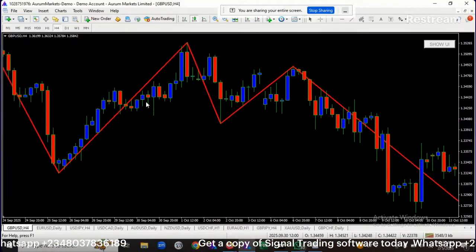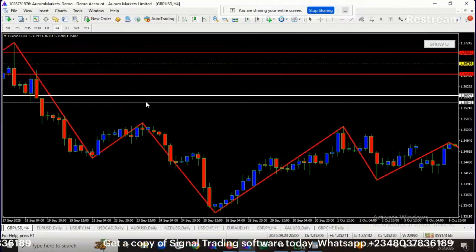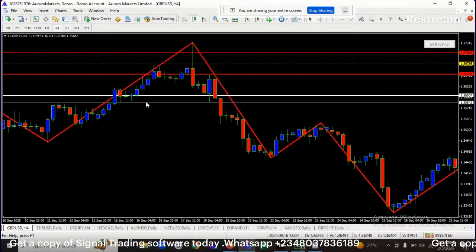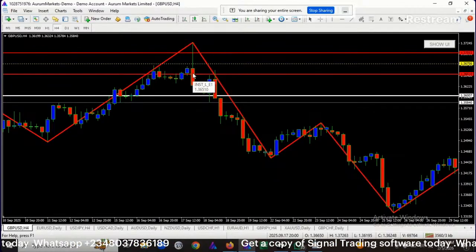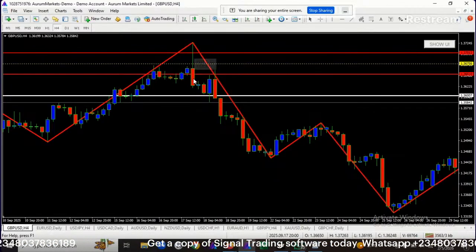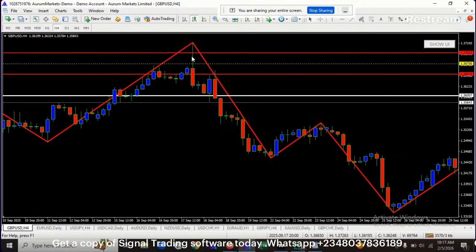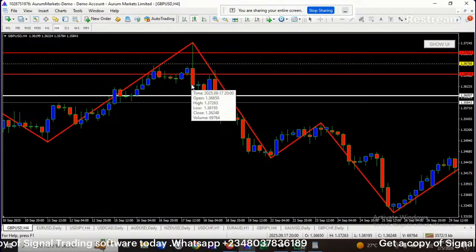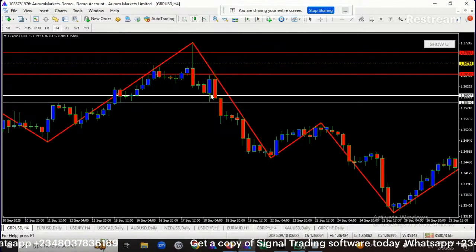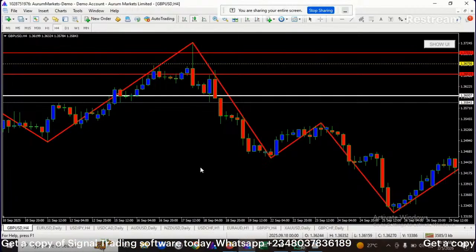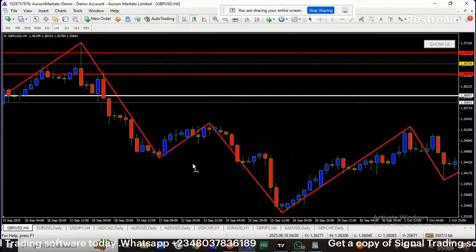Let's see one more example. Can you see this? This is a shooting star. And after the formation of the shooting star candle, what happened? Price sold massively. Okay, so that is it for shooting star.